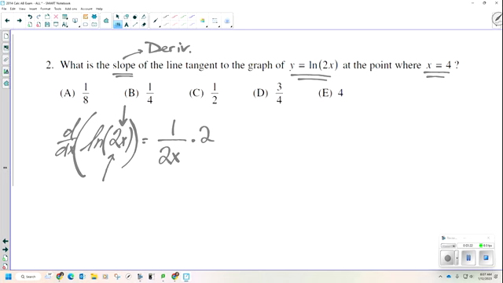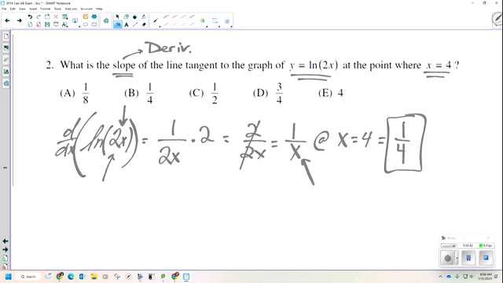All right, well, let's simplify that. We have 2 over 2x. These cancel, and I end up with 1 over x. I want that at an x value of 4. So I'm just going to plug in a 4 for the bottom. Booyah. That, my friends, is choice B. All right, problems 1 and 2. They're not that difficult at all. We're moving.